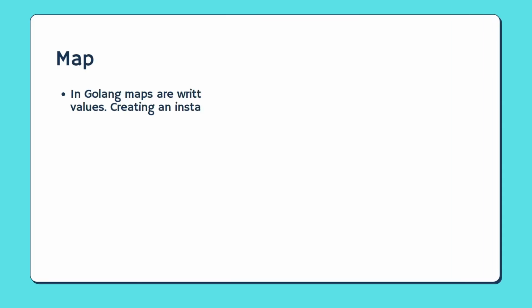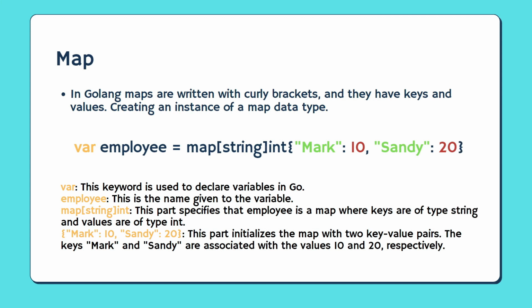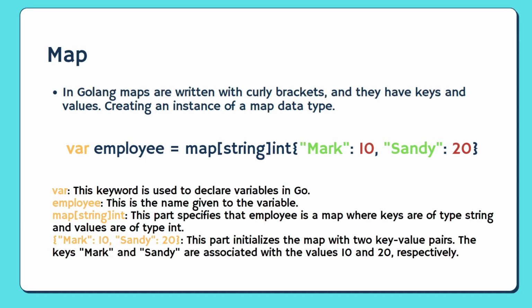In Golang, maps are written with curly brackets, and they have keys and values, creating an instance of a map data type. var, this keyword is used to declare variables in Go. employee, this is the name given to the variable. map[string]int, this part specifies that employee is a map, where keys are of type string and values are of type int.